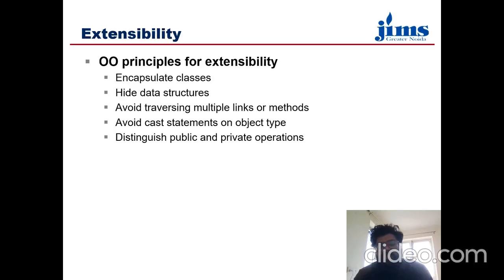Coming to extensibility. Extensibility means the ability to add new features without breaking the existing code. Object-oriented programming styles support extensibility, which includes encapsulating the classes, hiding the data structures to prevent external dependencies, avoiding traversing multiple object links, which creates tight coupling, and avoiding typecasting because it breaks polymorphism, and distinguishing the public and private operations. So if our system is extensible, future changes become enhancements, not headaches for the programmer.